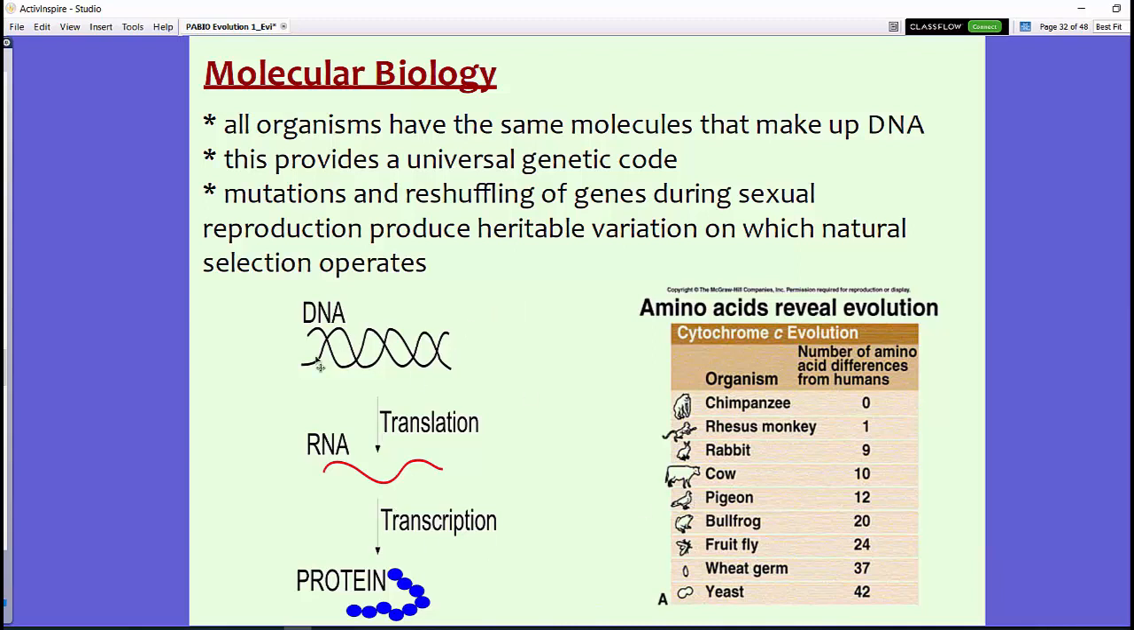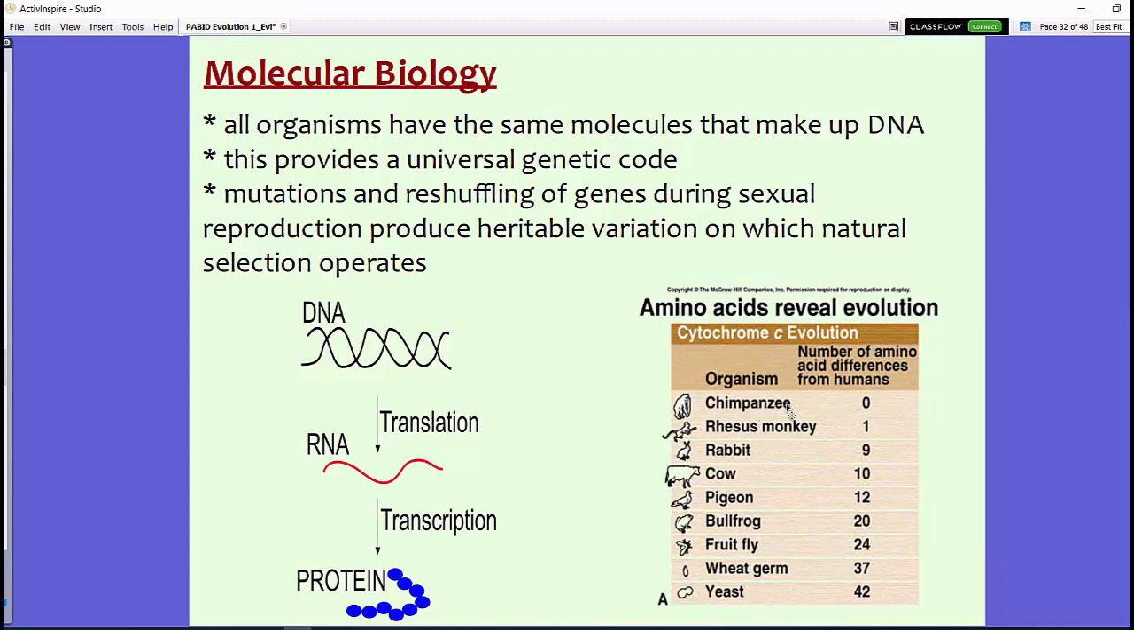Now, something that we've already talked about here is this process of transcription and translation. And actually, this is incorrect here. This should be transcription, and that should be translation. But we've talked a little bit about how this process happens, and we've talked about how mutations can happen when DNA is replicated, in the transcription of the RNA, and in the creation, or that translation, into a protein. So we can see mutations along the way here. One of the things that has been revealed pretty recently is the cytochrome C amino acid, and the evolution of the different number of amino acids that are different between different organisms.